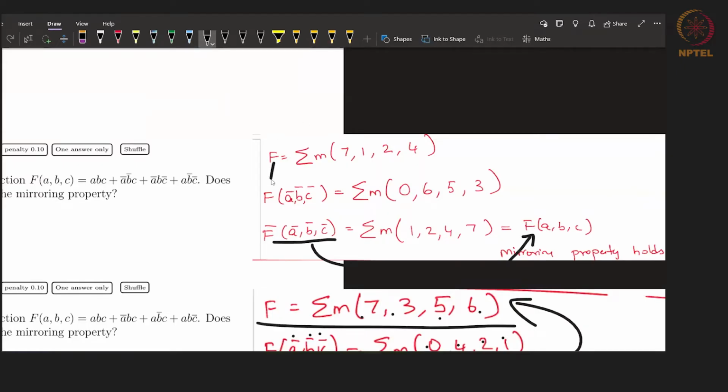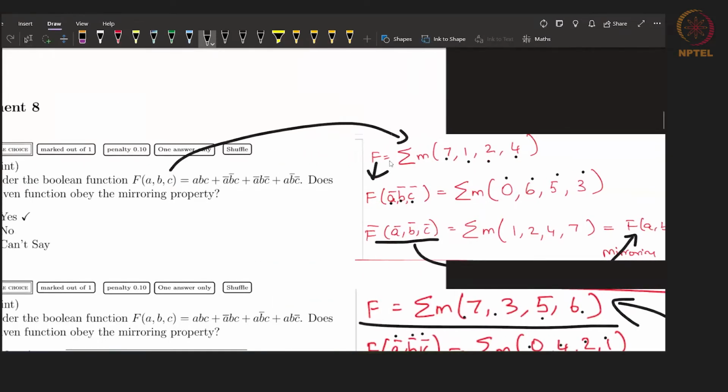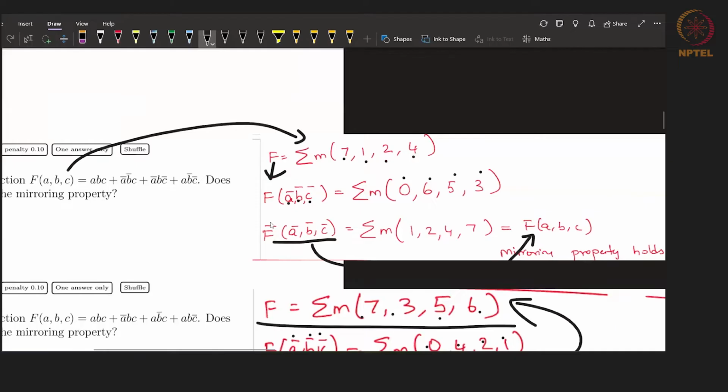So in this case, the complement of the individual values a bar, b bar, c bar would give you this new minterm set 0653, whereas the original minterms were 7124, if you write this as minterms. Now, if you go back and try to find out f bar's minterms, which is the complement of this, that will be 1, 2, 4, and 7, which is exactly the same as this. Therefore, the mirroring property holds.